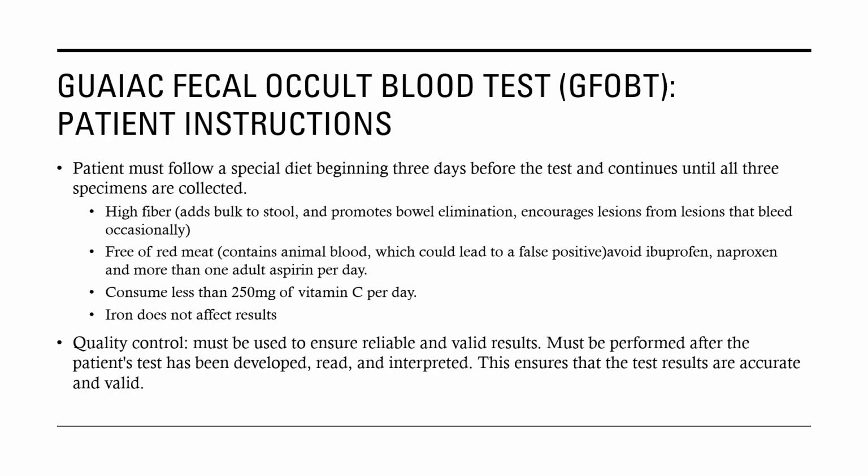On page 498, there's a section called quality control, and we'll talk about this in a couple of the classes that you have with me. So quality control is used to help us get reliable and valid results. So it's making sure that the test we're doing is working the right way and our results are going to be accurate. These must be performed after the patient's test has been developed, read, and interpreted, and this ensures that the test results are accurate and valid.